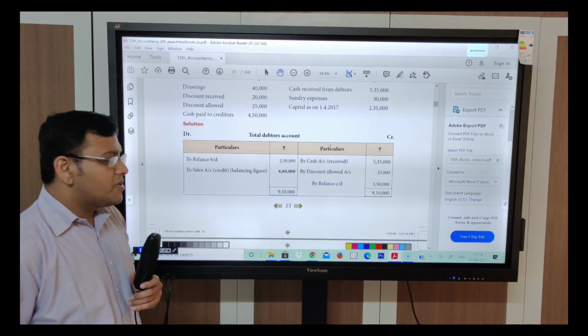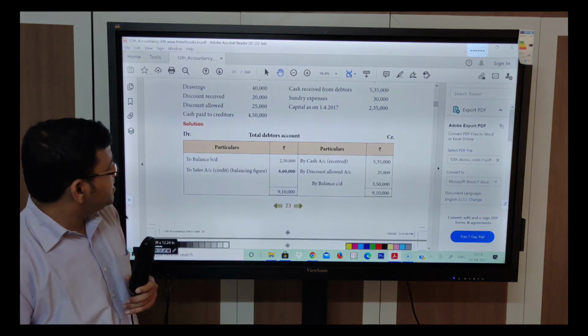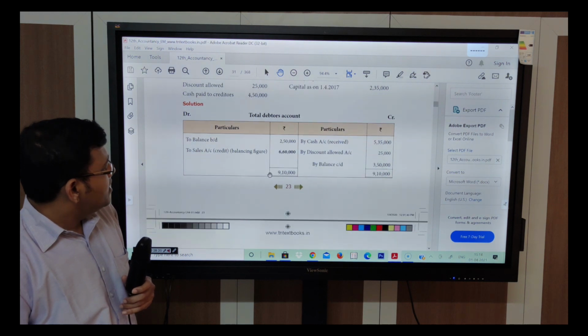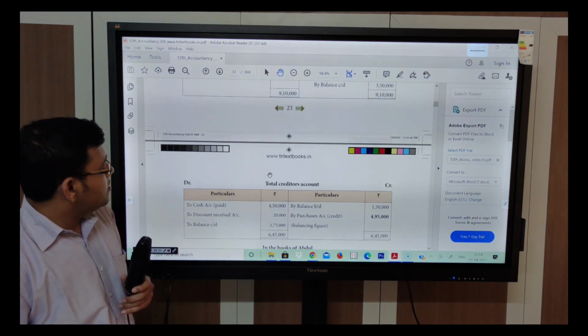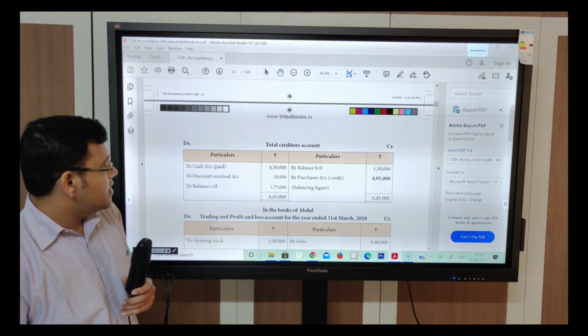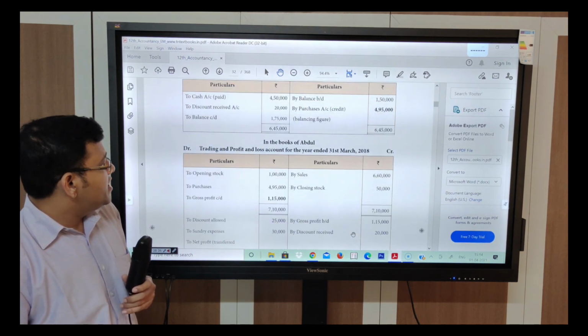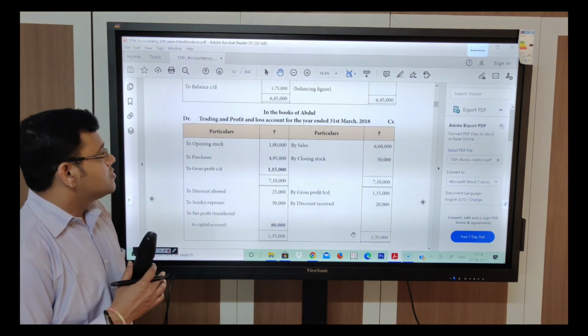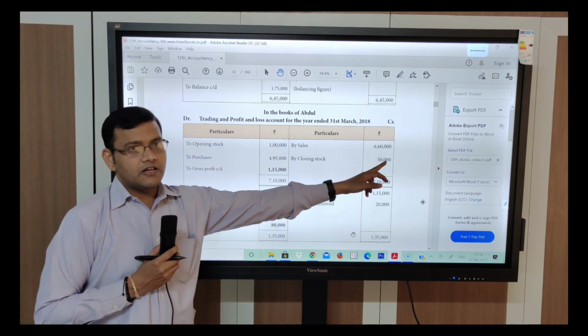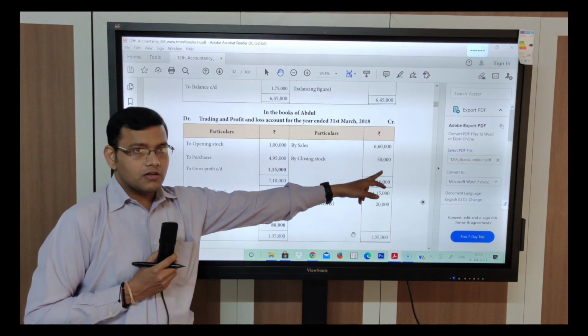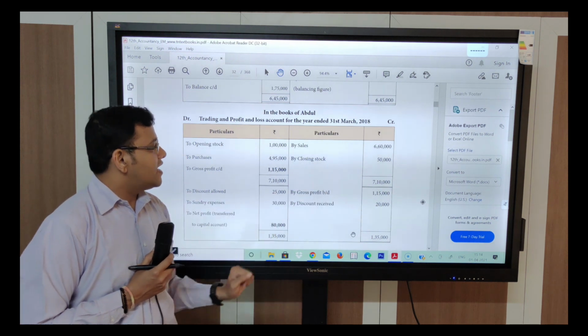As usual, we will prepare the total debtors account. We will find the credit sales, then we will find the creditors account and we will get the credit purchases. And finally in the P&L account, we have the sales on the credit side, and closing stock, so the total is 7,10,000.